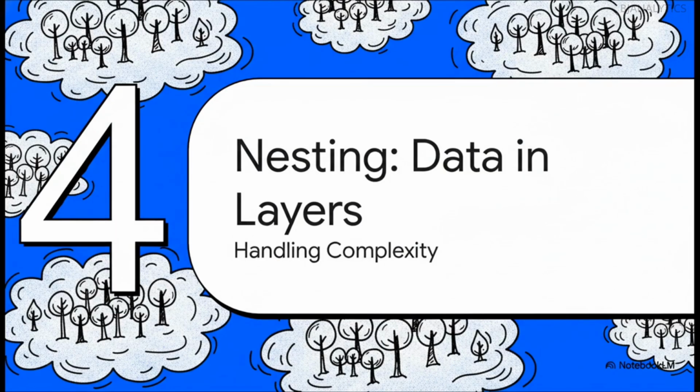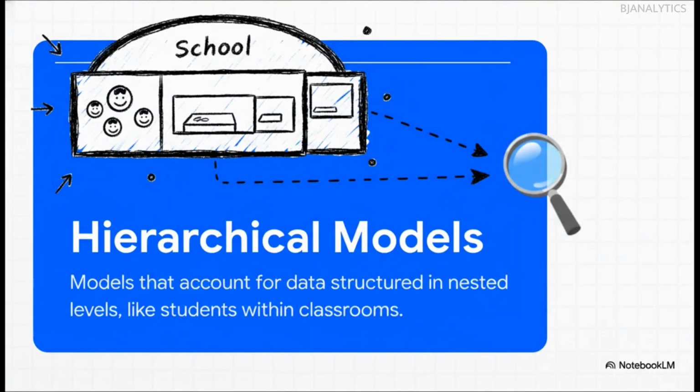Okay, now let's add one more layer of reality to this, because data is often even more complex, right? It's not just individual trees. It's trees that are grouped together in forests, and those forests might be grouped together in larger geographic regions. We've got forests within forests. For this kind of thing, we use what are called hierarchical or multi-level models. These are built specifically for data that's structured in these nested levels. Like students nested inside classrooms, which are nested inside schools. You can't just throw everyone into one big pot. You've got to respect that structure.